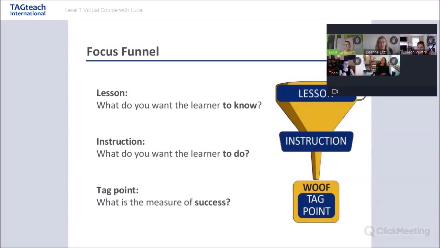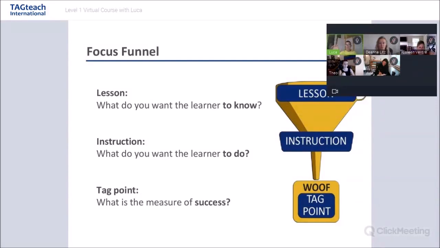So this is something that you want to work on, because in my experience, that is the most difficult part. Once I have the instructions, getting the tag point, so the measure of success, what I need to do to get the sound of the tagger, is pretty easy. So instructions and tag point are the things that we always share with the students, and we have a specific phrasing for these two parts.